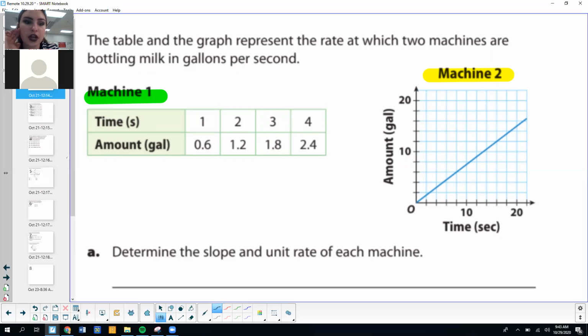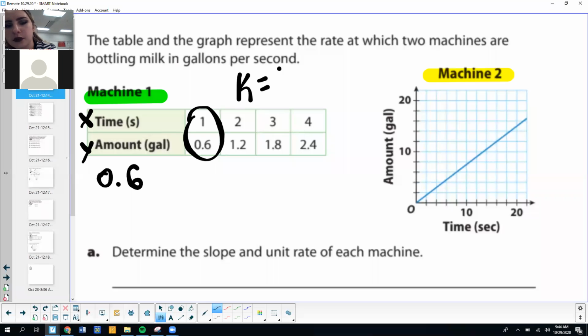We can use the constant of proportionality, or we can take that y divided by x, that rise divided by run. So I'm going to take this right here, 0.6. We've got x and we've got y. Remember, our constant of proportionality formula is y divided by x. So all I'm going to do is take this y value, 0.6, divided by x, 1. 0.6 divided by 1 just gives me 0.6.